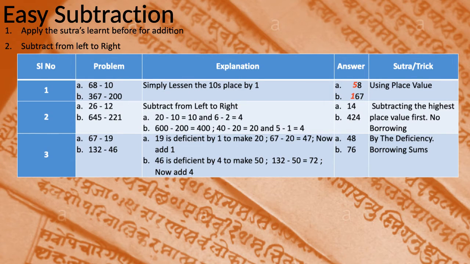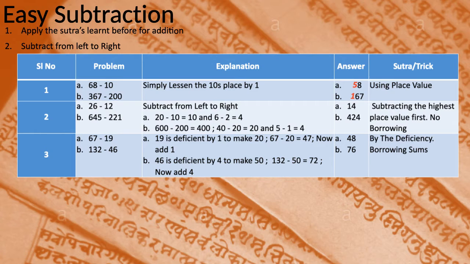Borrowing is little confusing and difficult, right? So let's look at this example. Simple example. 67 minus 19. Let's think for a while. This 19 is very nearer to 20, right? So we can apply the place value subtraction if we make it to the nearest 10. That is the trick. So 19 is very nearer to 20 just by 1. 19 plus 1 makes it 20.